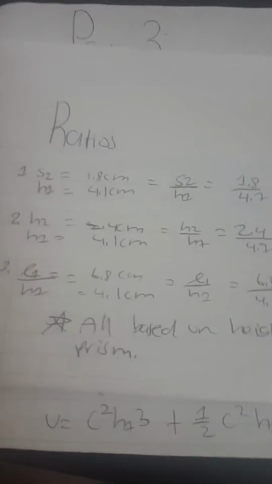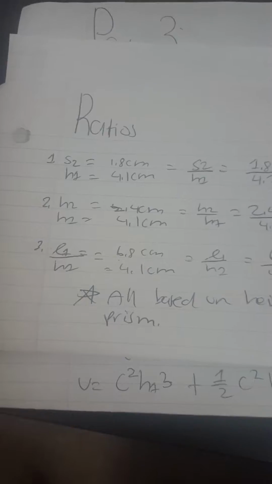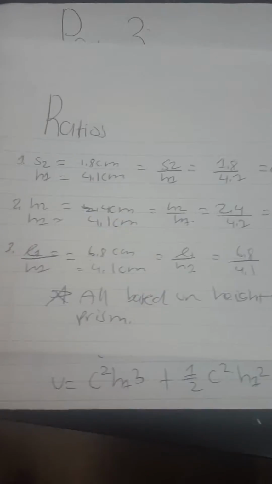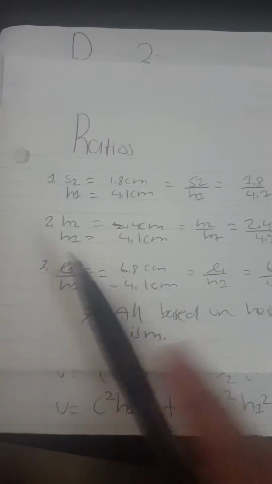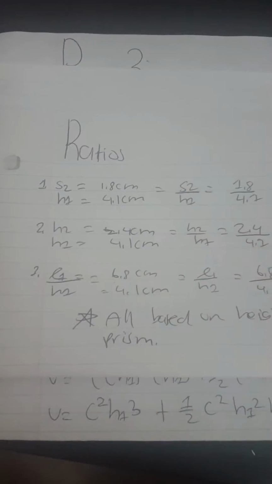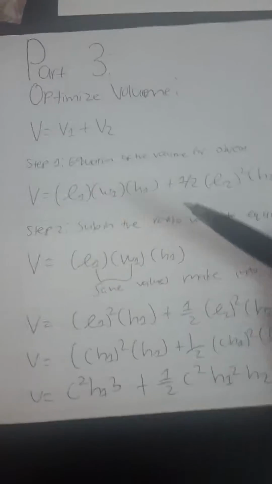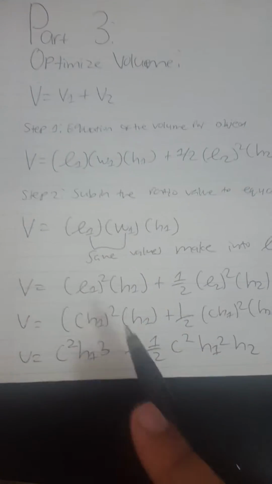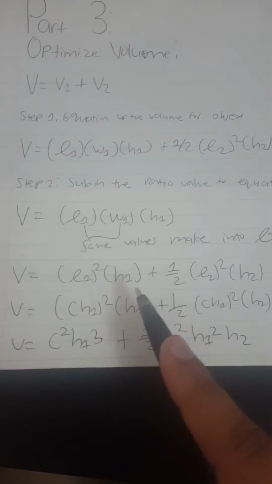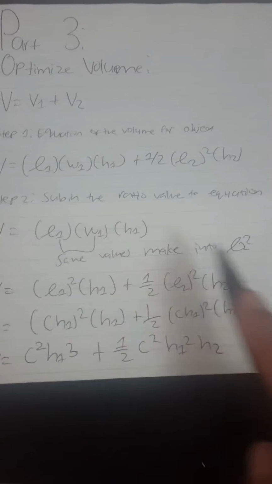L1 is also equivalent to width 1 because length and width are the same, and it's also equivalent to the open top triangular prism length because they're equal to each other. So whenever you see L1, you could sub that in for W1 or L2. So over here, I make L1 and W1 the same, so it becomes L1 squared times H1 plus 1 over 2 L1 squared times H2. That's the formula. Then I'm going to sub in our ratio values.